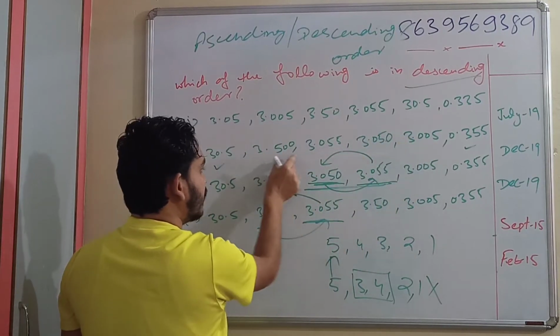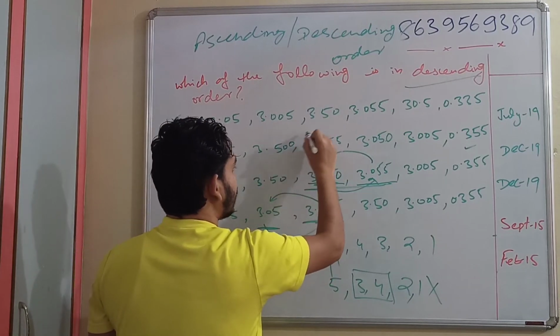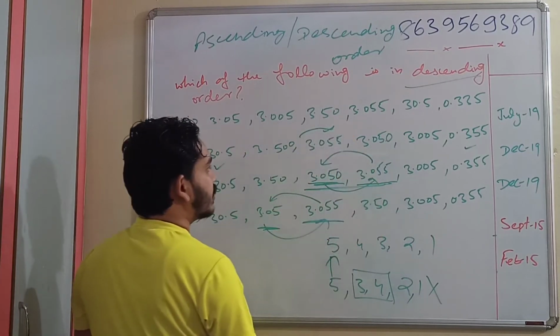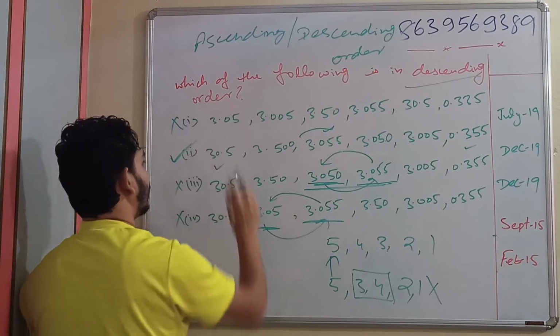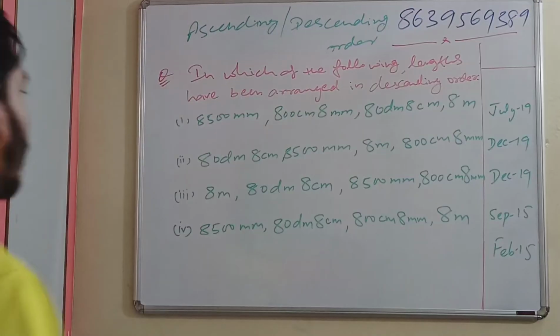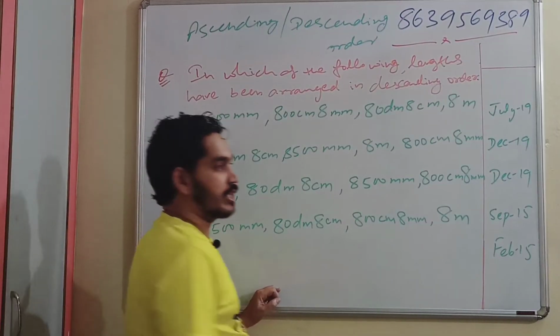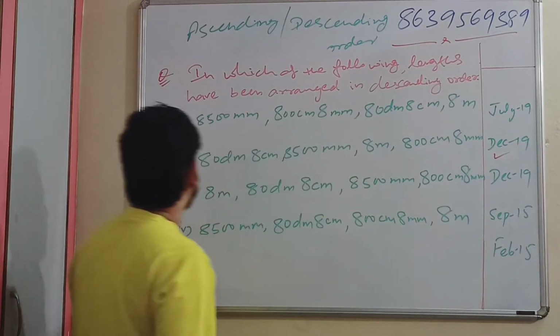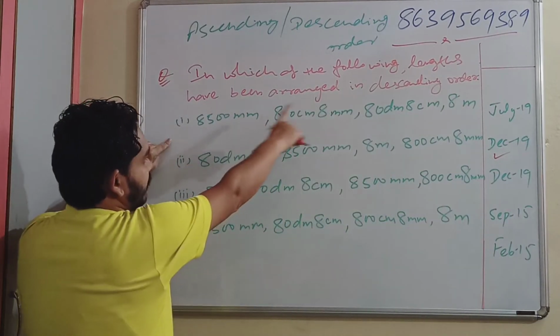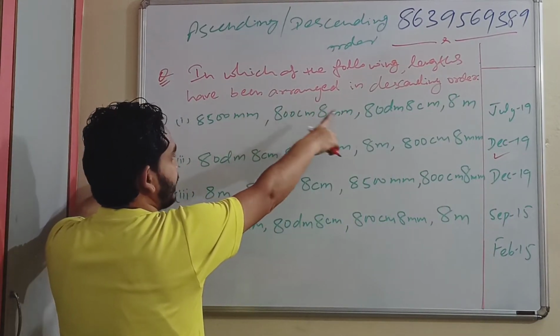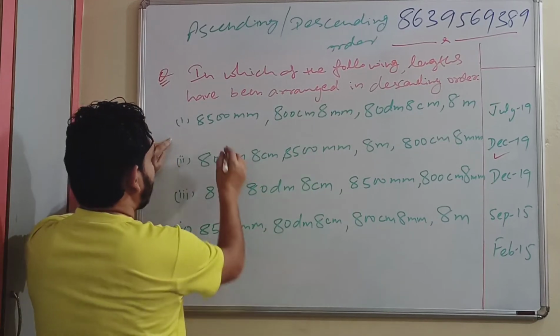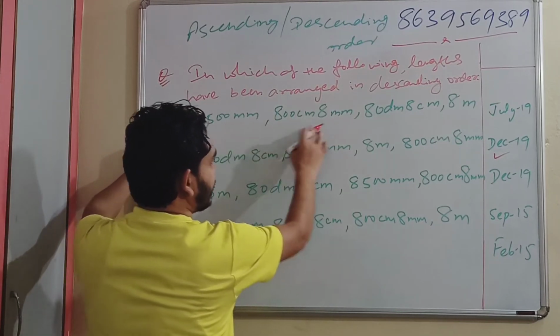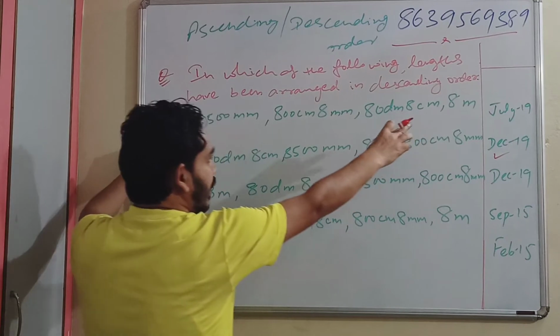After the decimal, the numbers are in decreasing order only. So this remains the correct option. This is one question which had come in December 19. Let's see. In which of the following have lengths been arranged in descending order? These are the lengths given in millimeter, centimeter, decimeter and meter.